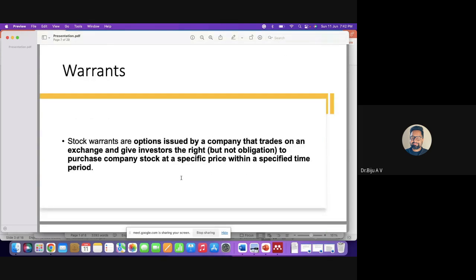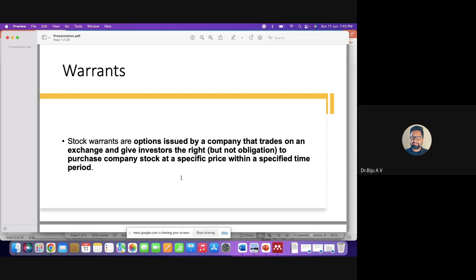And some companies issue warrants, share warrants, stock warrants. So these are the options issued by a company that trades on an exchange or give investors the right, but not the obligation, to purchase company stock at a specific price within a specific time period. So these warrants are the options issued by the company to the instrument holders. So they are getting some right. So a warrant is a right, but it is an optional one. They can take or they cannot take. Sometimes they can avoid taking it.